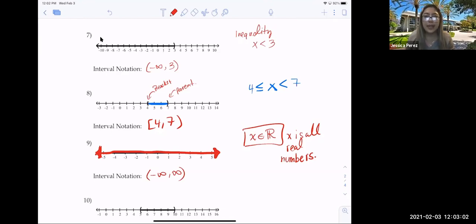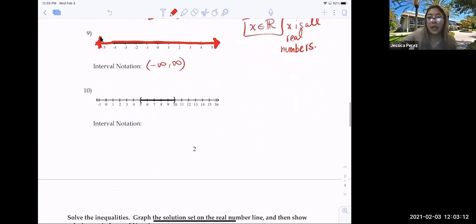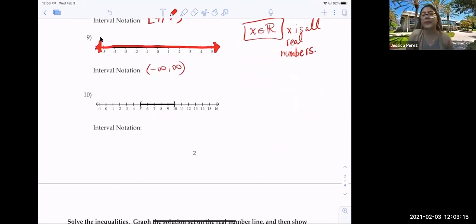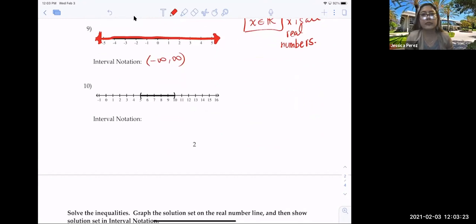So I want you guys to try 10 on your own. It's very similar to 8, except both of them have parentheses now. I want you guys to try question 10 on your own, and then I'll call someone. So try number 10. When you're done, just put done on the chat, and then I'll know when you're done. I want you to tell me the inequality and the interval notation, okay?